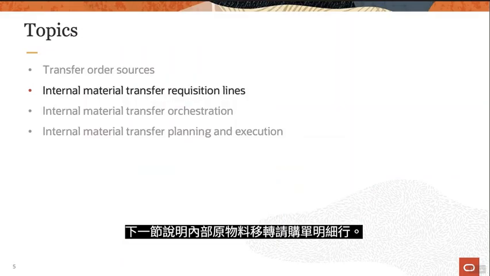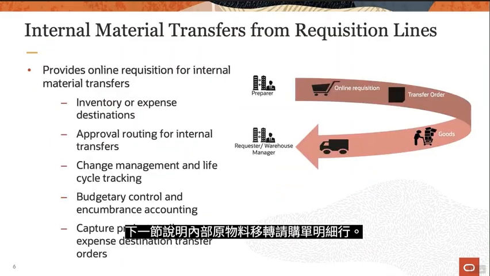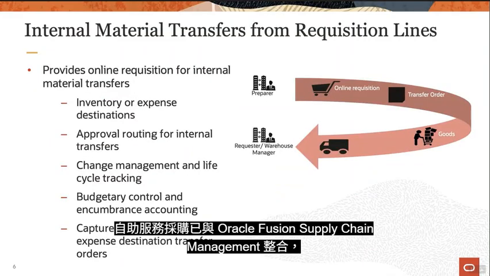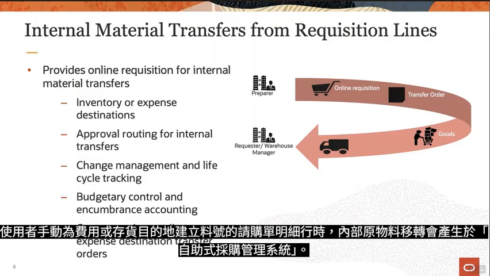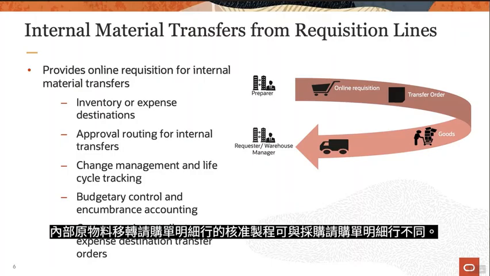Our next section describes internal material transfer requisition lines. Self-service procurement has been integrated with Oracle Fusion Supply Chain Management to allow preparers to initiate the transfer of goods from one internal location to another. Internal material transfers originate in self-service procurement when a user manually creates requisition lines for items going to either an expense or an inventory destination. Internal material transfer requisition lines can have a different approval routing from the purchasing requisition lines.